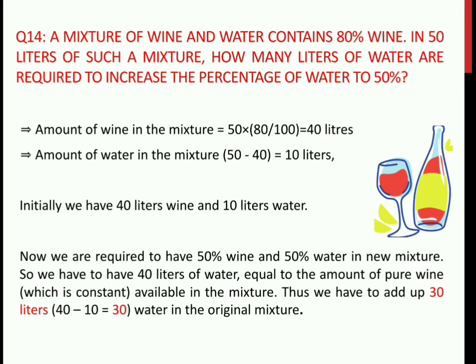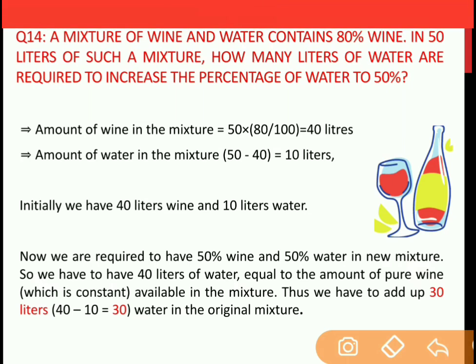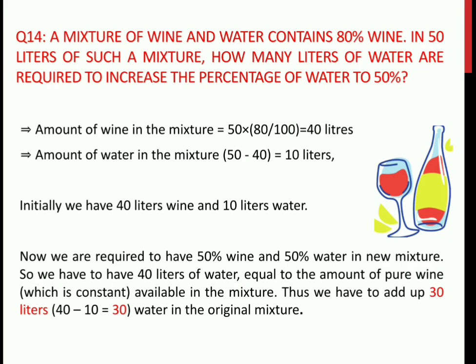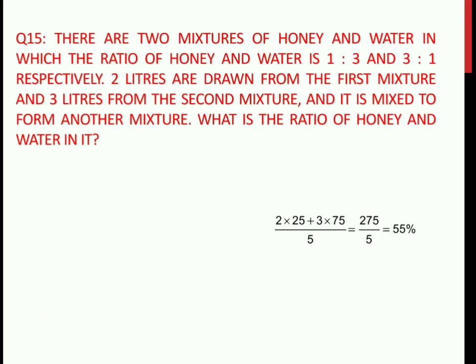So you can say that initially we have 40 liters of wine and 10 liters of water, and we require 50% wine and 50% water in the mixture. So we have to have 40 liters of water, which is equal to the amount of pure wine, which is constant and available in the mixture. Thus we have to add 30 liters of water in the mixture so as to get 40 liters of water and 40 liters of wine. That is 50% wine and 50% water. Understood. Now let's move to next problem.